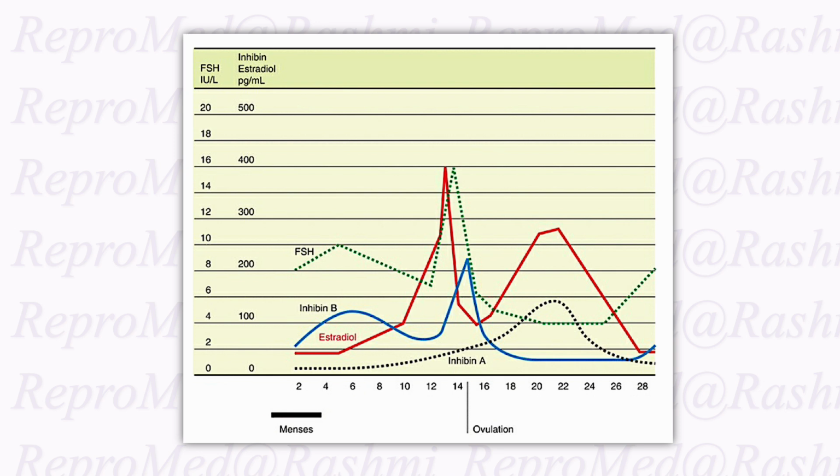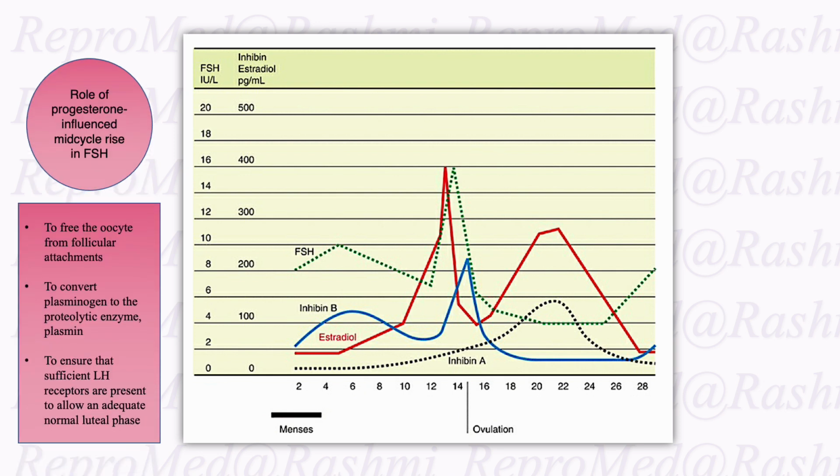Coming to this picture, we can see this green dotted line. There is a small peak in FSH during the mid-menstrual cycle. Why is this small peak happening? This small peak happens because of a small increase in progesterone. So the mid-cycle rise in FSH is because of the small increase in progesterone, and it has its own implications.